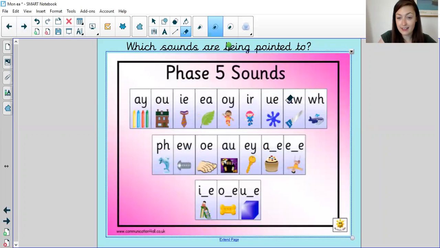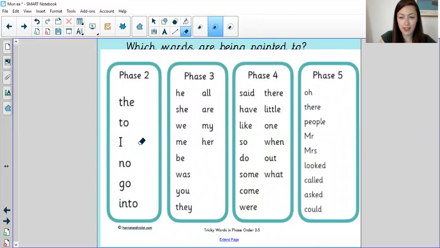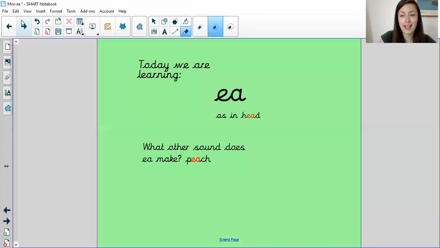A, oo, O, U. So it's digraph U. Well done. Let's do it with our words. We can do them even faster. I, into, me, all, are, they, have, some, come, one, could, called. Superstars.